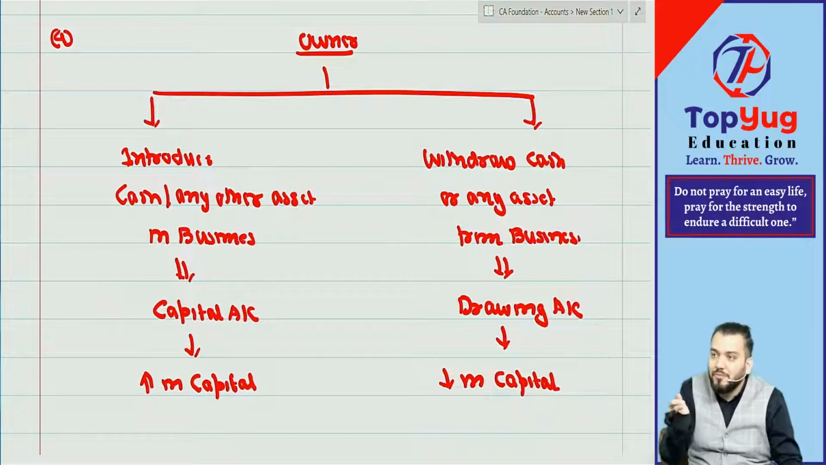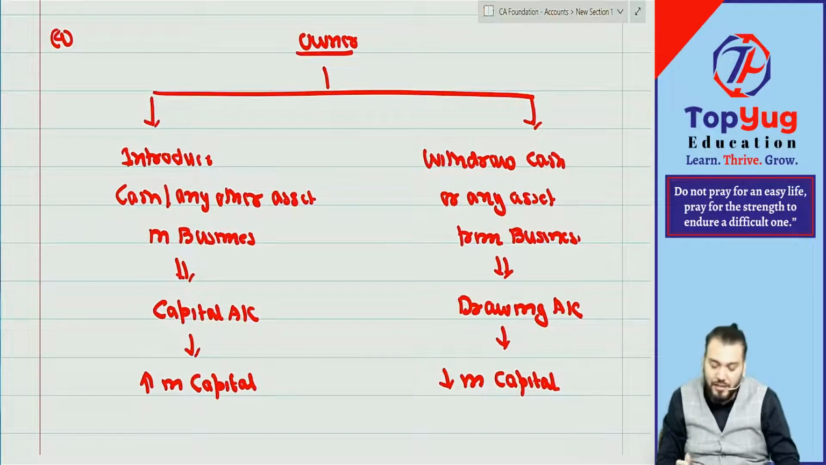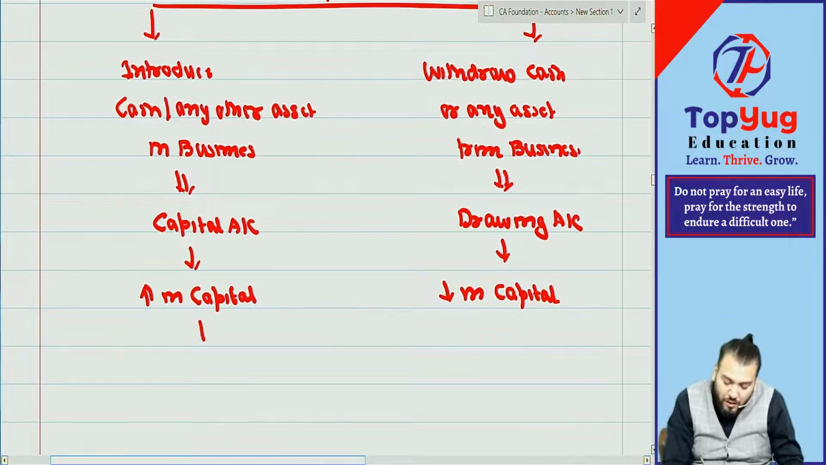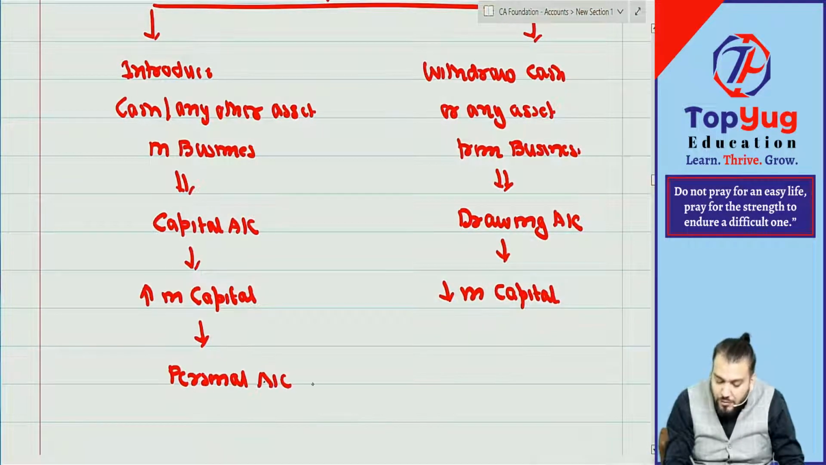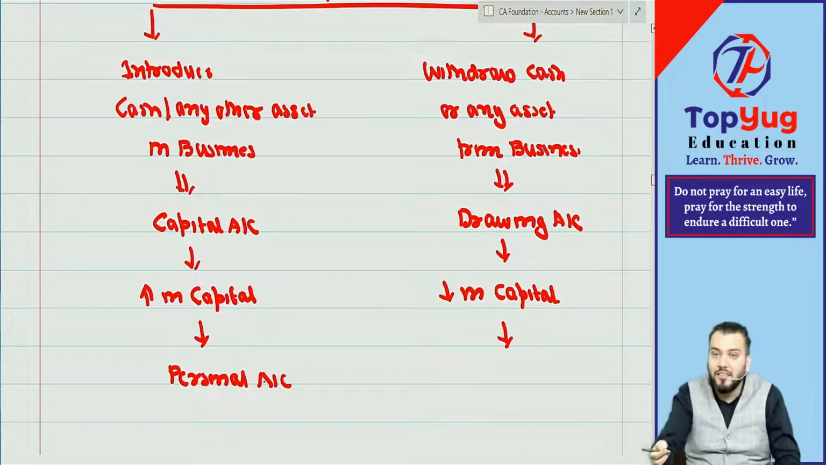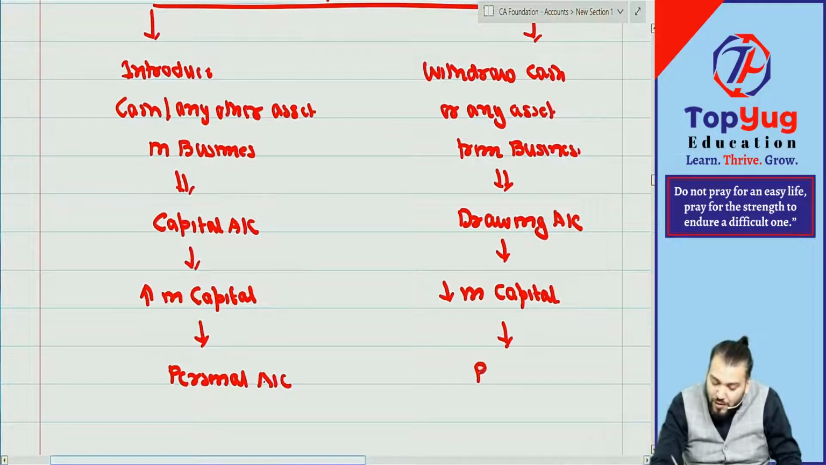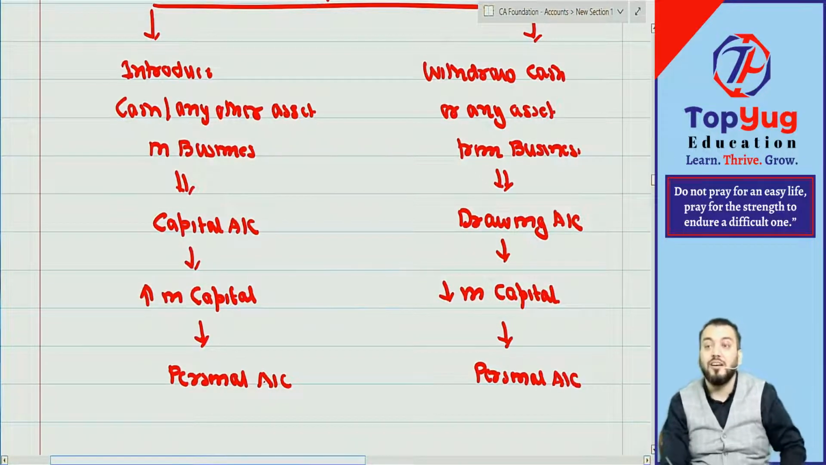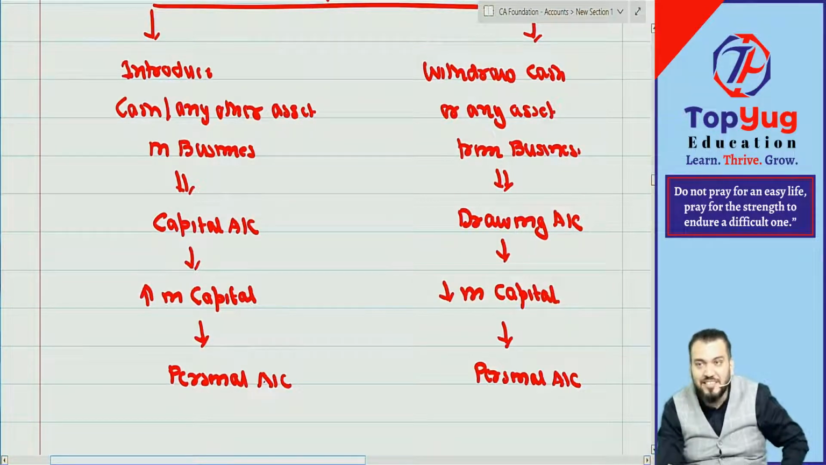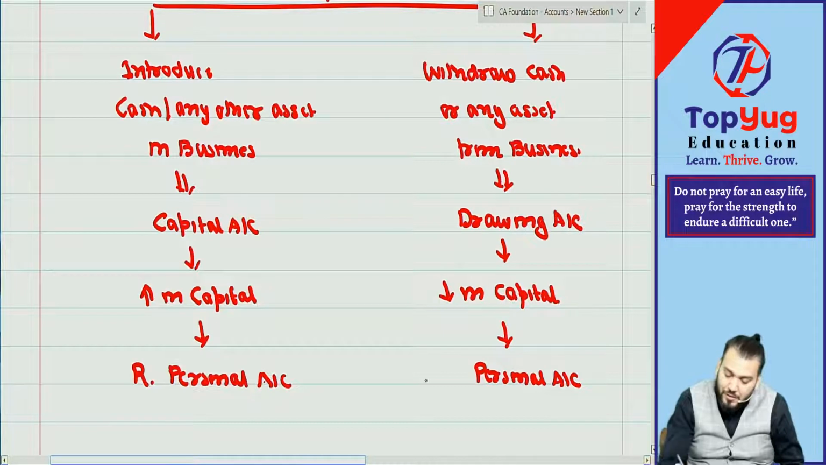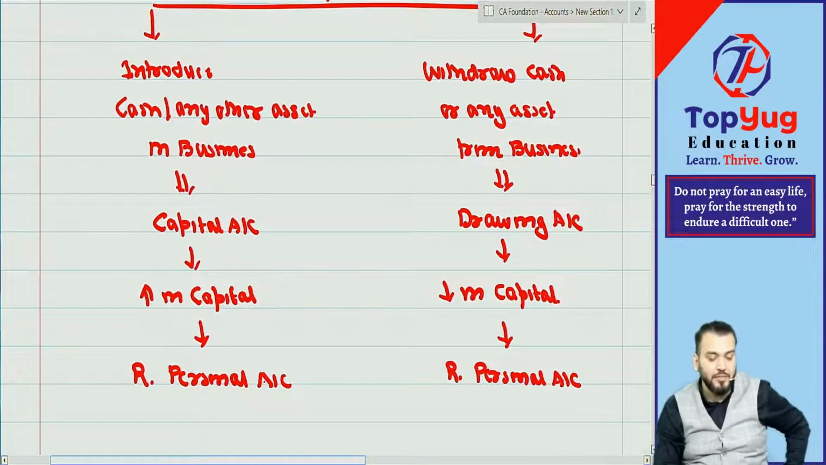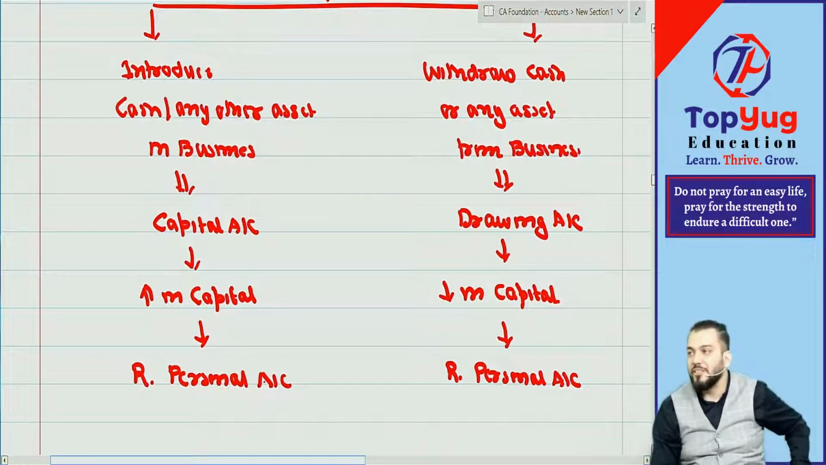For withdrawal, we'll always use drawing account. We'll not use capital account. Understood? Can I say both will be which account, real or personal? It will be personal account. So drawing account also represents the owner only. Which personal account: natural, artificial or representative? It is a representative personal account. You can write RP for representative personal account. Have you understood this much?